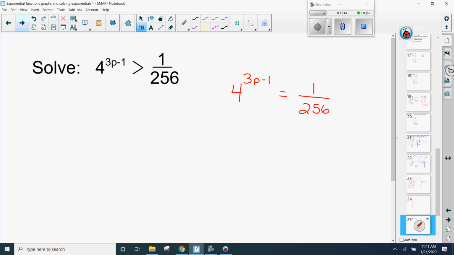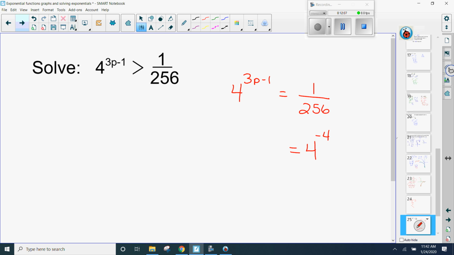Let's try 4 to the 4th. Take your calculator and say 4 to the 4th. What's 4 to the 4th? 256. It's 1 over 256, though. So that means 1 over 256 is 4 to what power? Negative 4th power. Now, if I couldn't get 4 raised to that power to equal 256, then I would have to change both bases to what?